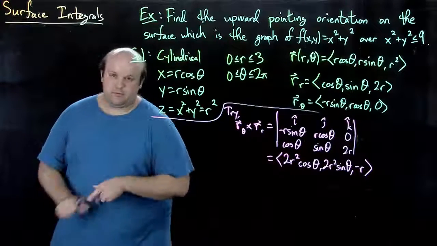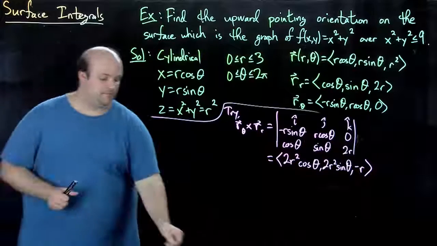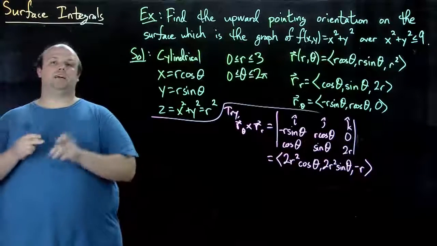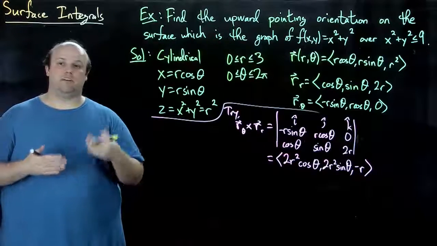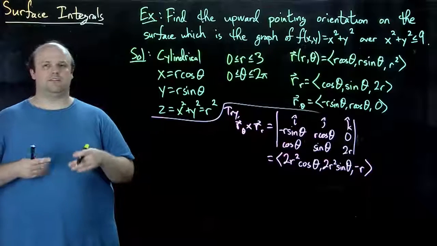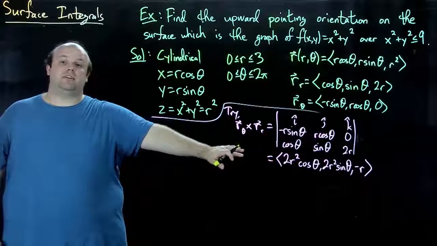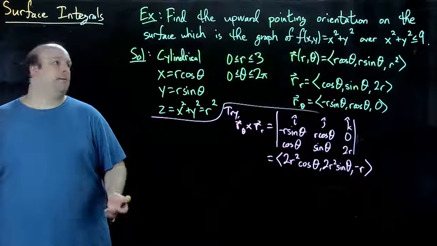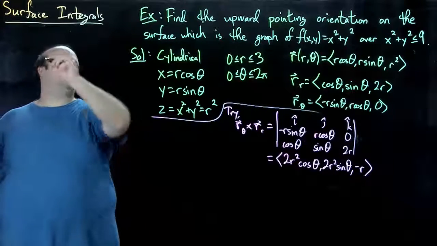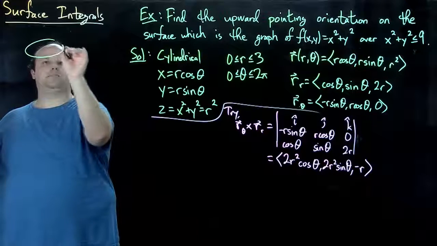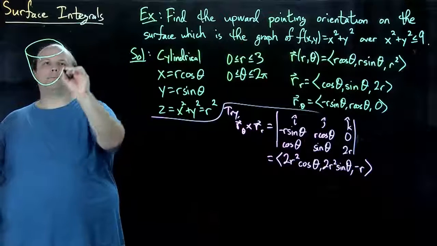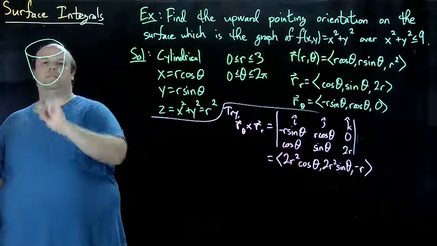Let me show you another way we can do this. And this will also work when we're talking about closed surfaces, which are a little bit more ambiguous. You can't base it just off that as readily. Okay, so let's sketch the surface. It's just a paraboloid.